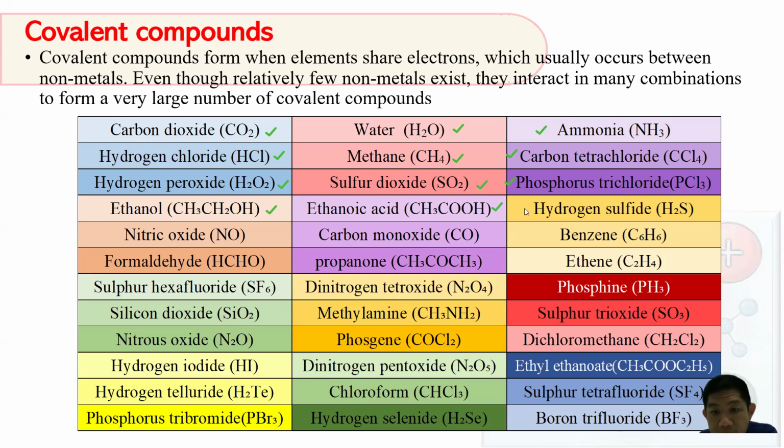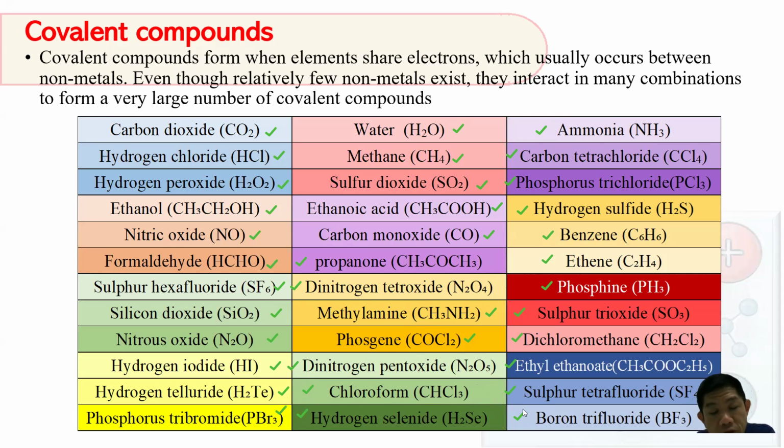ethanol, ethanoic acid, hydrogen sulfide, nitric acid, carbon monoxide, benzene, formaldehyde, propanol, ethene, sulfur hexafluoride, dinitrogen tetraoxide, phosphine, silicon dioxide, methylamine, sulfur trioxide, nitrous oxide, phosgene, dichloromethane, hydrogen iodide, dinitrogen tetroxide, ethyl ethanoate, hydrogen telluride, chloroform, sulfur tetrafluoride, phosphorus tribromide, hydrogen selenide, and boron trifluoride.